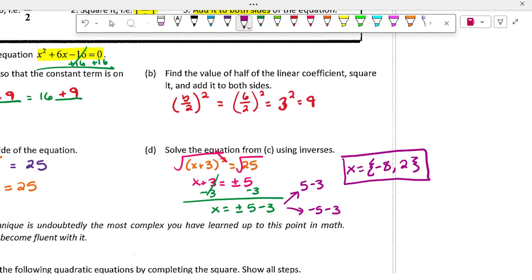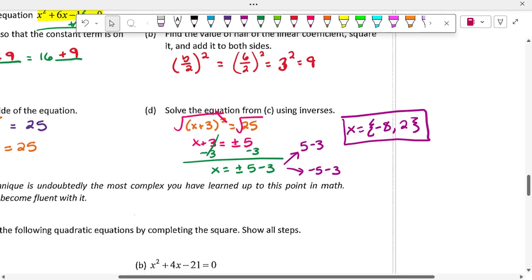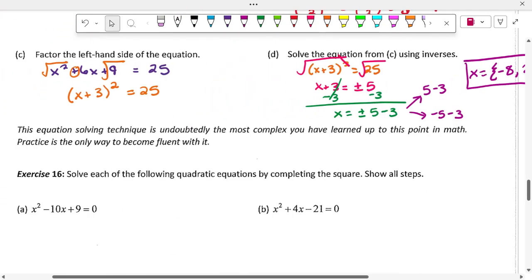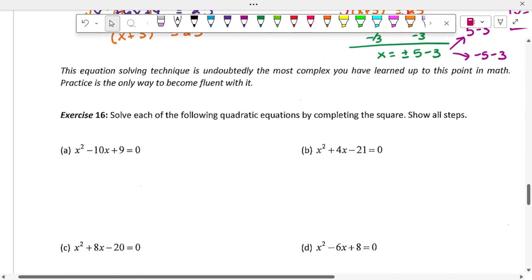But the reason that we're learning how to complete the square is that tomorrow, when we talk about the quadratic formula, we're actually going to derive it using completing the square. So I'm not just going to tell you what the quadratic formula is. I'm going to show you where it comes from. But to do that, we have to know how to solve by completing the square. All right. Let's try a couple more.